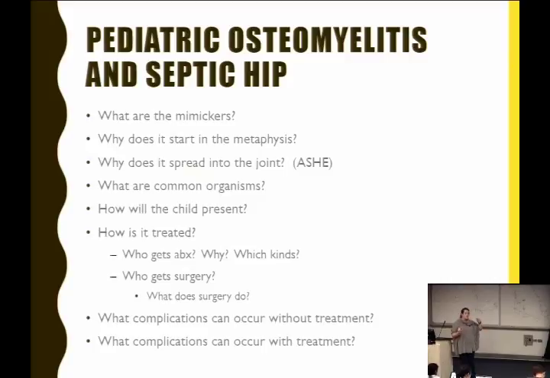Okay. So let's separate those again. Septic hip needs drainage and antibiotics. Hematogenously spread osteomyelitis with no abscess, just antibiotics. Walled off or subperiosteal abscess, surgery and antibiotics. Good. Okay. Good. All right.